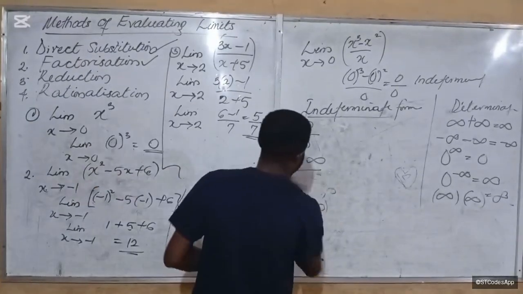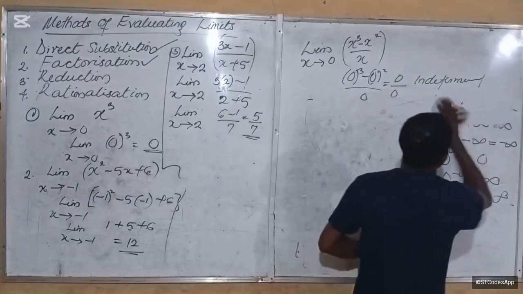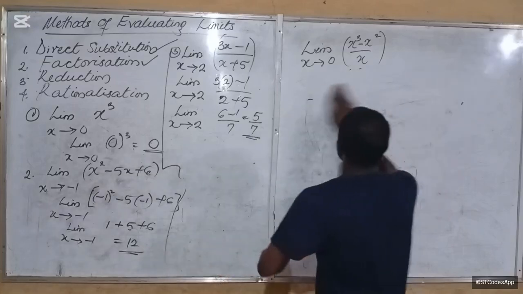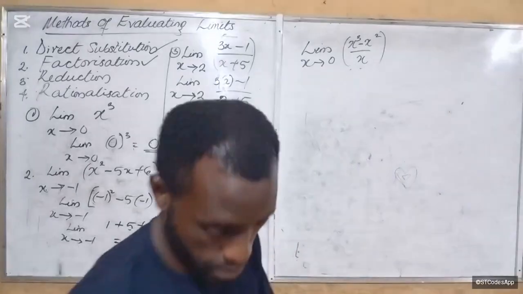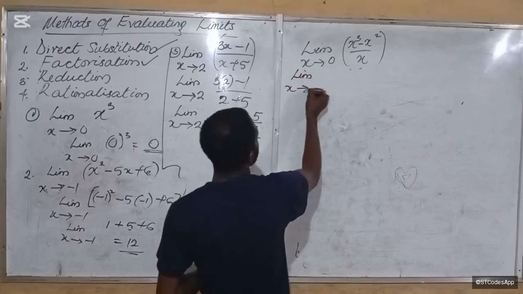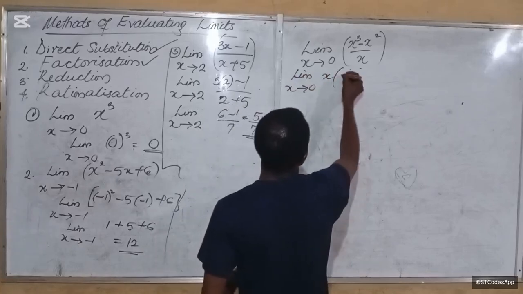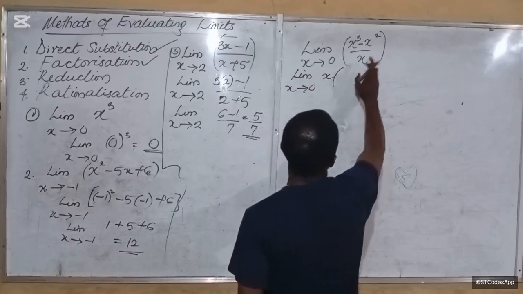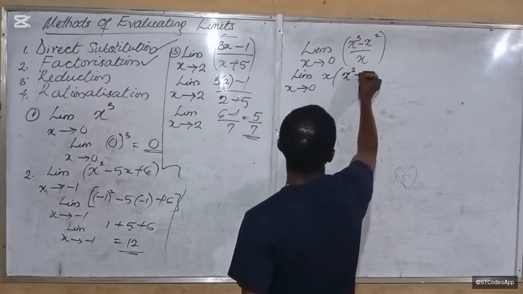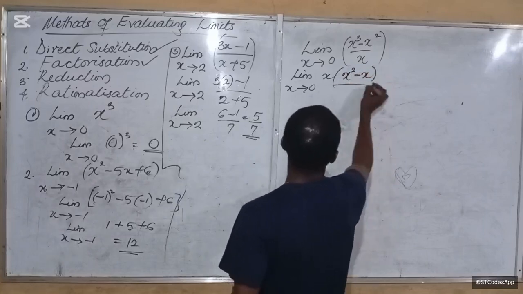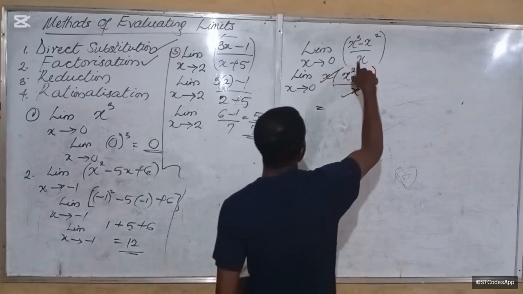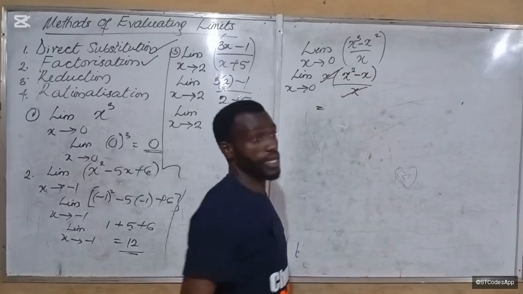So in order to solve this question, the first thing we'll do is to factorize first. So we're going to use the factorization method. So by factorizing, we'll have the limit as x approaches 0 of x into brackets. Let's factorize x out. If we factorize x out, we'll have x squared minus x all over x. So this takes care of this. At the end of the day, it's still 0. This minus, but 0 is determinate, exactly.